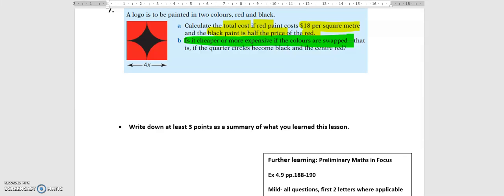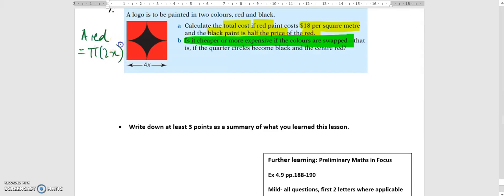Okay, so the first thing I did was I worked out the area of the red bit. Okay, so the area of the red bit, if you see the side length of the square is 4x, then I did pi lots of 2x squared. So I actually realized that 4 of these quarters make one circle. So pi lots of 2x squared.